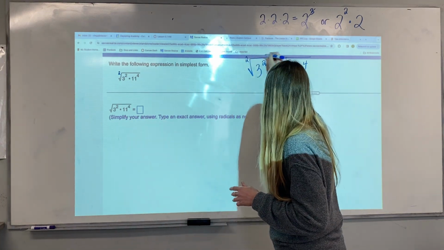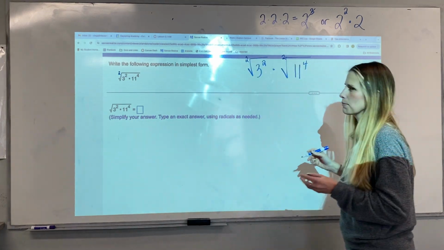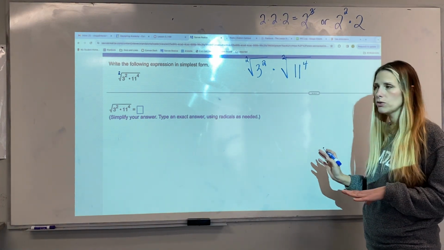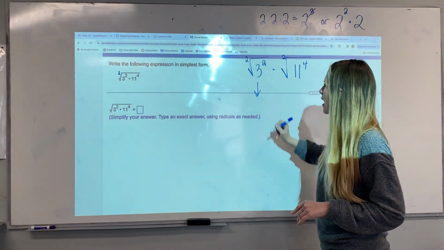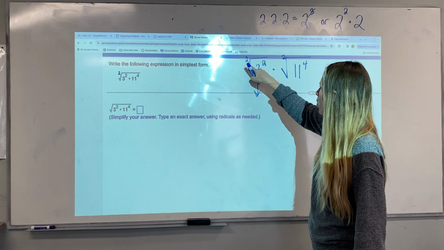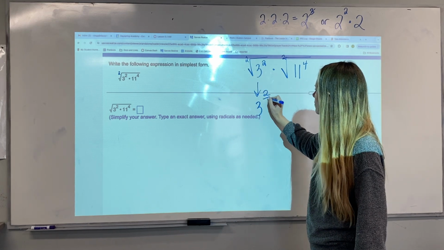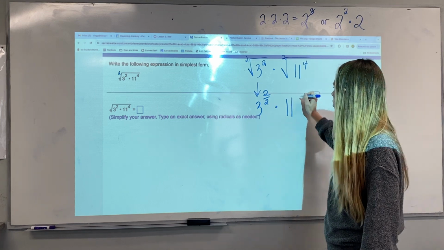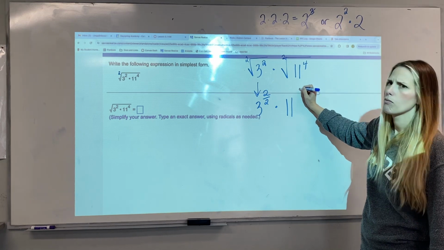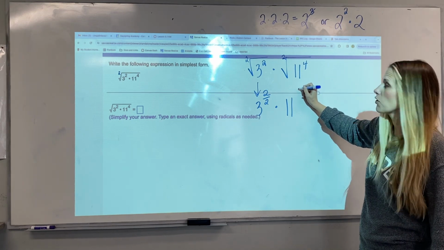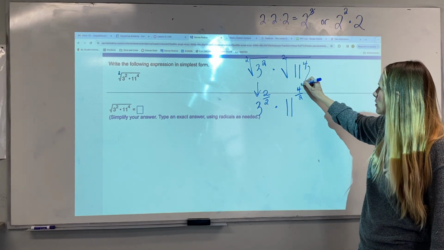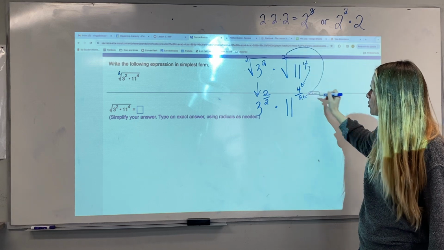So I like to do this on these kinds of problems. Make my square root show up with a 2 so that when I rewrite it with a rational exponent, it looks like this. 3 to the 2 over 2 power times 11 to the 4 over 2. The exponent is your numerator, and your index is your denominator.